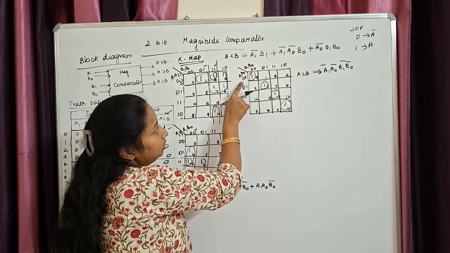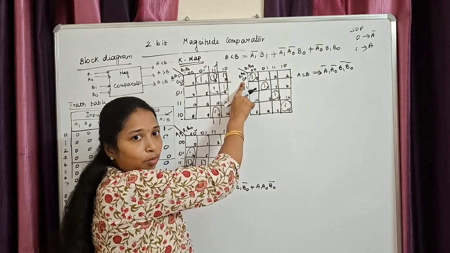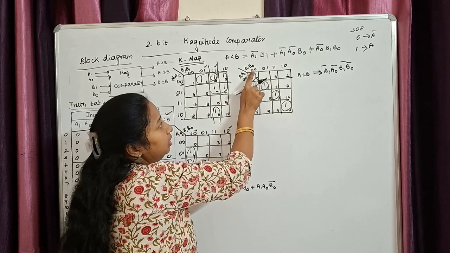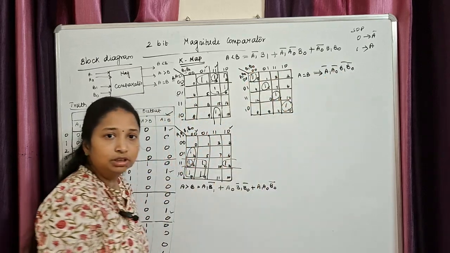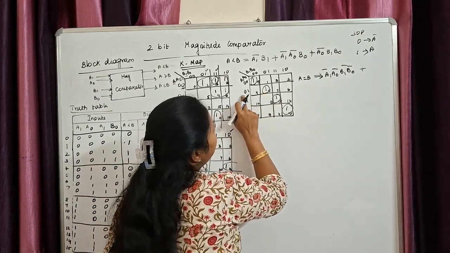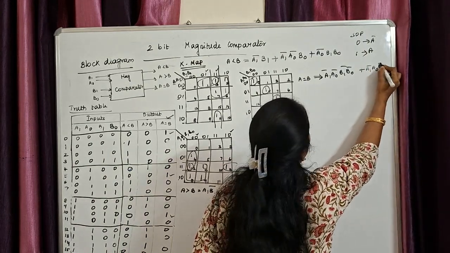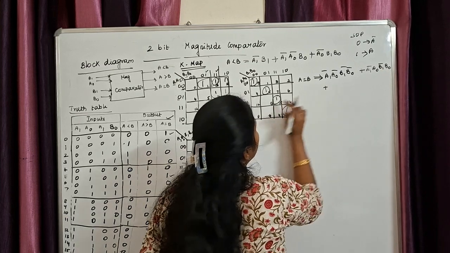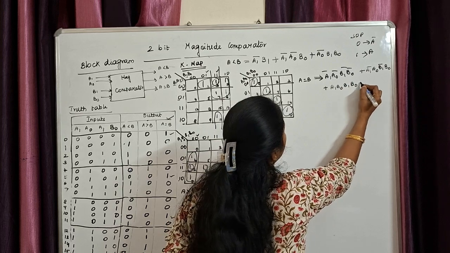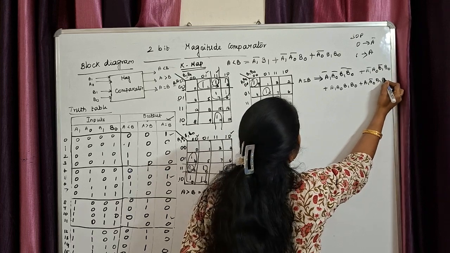For this particular bubble, what is there in my vertical? It is A1, A0. Both are 0, 0. So I have to take a complement of it. So I have taken A1 bar, A0 bar. And on your horizontal, here it is B1 bar, B0 bar. So I have taken all the terms. Clear? Now, coming to the next term. This particular bubble, it is A1 bar, A0, B1 bar, B0. Clear? And for this particular bubble, it is A1, A0, B1, B0. And for this particular bubble, it is A1, A0 bar, B1, B0 bar.